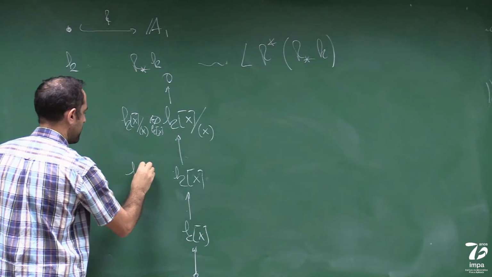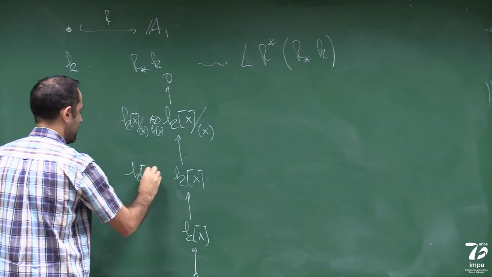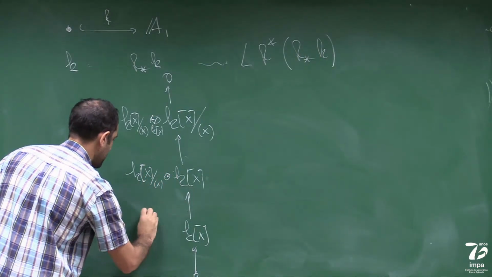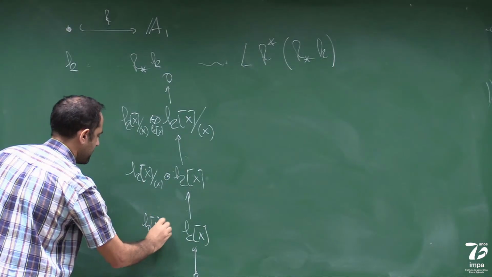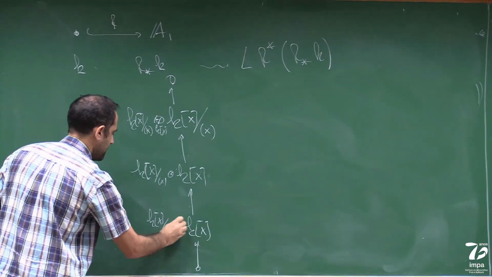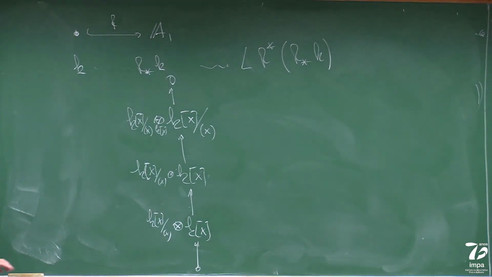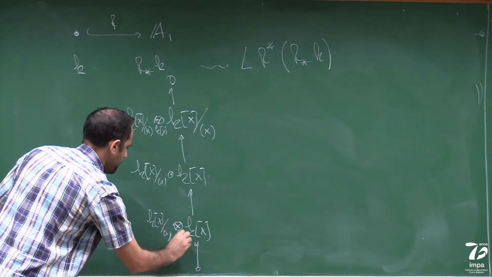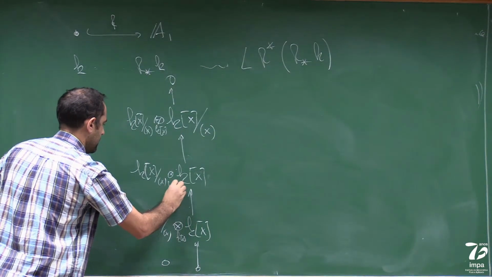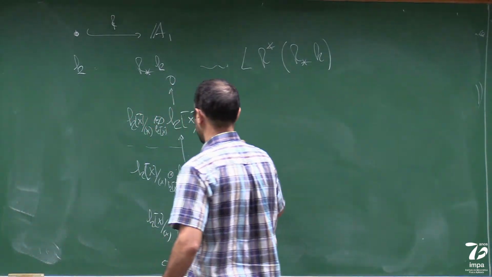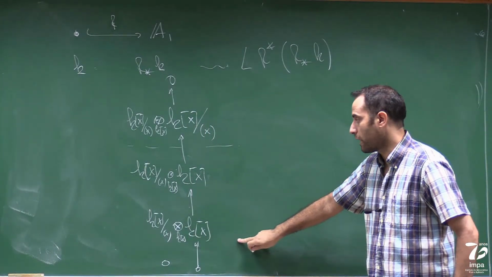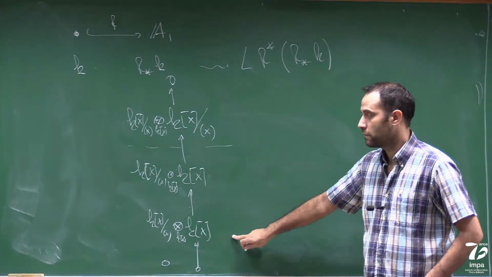I'm going to take this tensor product here, K of X divided by X, and I'm going to take the tensor product, K of X divided by X, over K of X. And then here I'm going to have 0. Okay. So this is in degree 0, this is in degree 1. What are these tensor products?